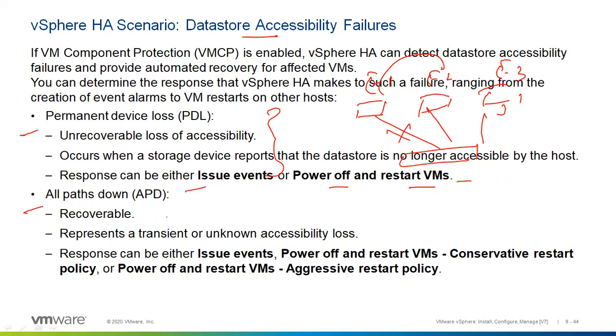APD, all paths down. All paths down means this is expected: my path is down temporarily. It will be back after some time. Okay, so it is recoverable. The response can be either power off and restart VM, a simple conservative, or power off aggressive restart policy. So for the time being, while my path is down, VMs will be rebooted on another host. But once the path is okay and up and running, VMs will come back, and that is taken care of by the DRS settings.